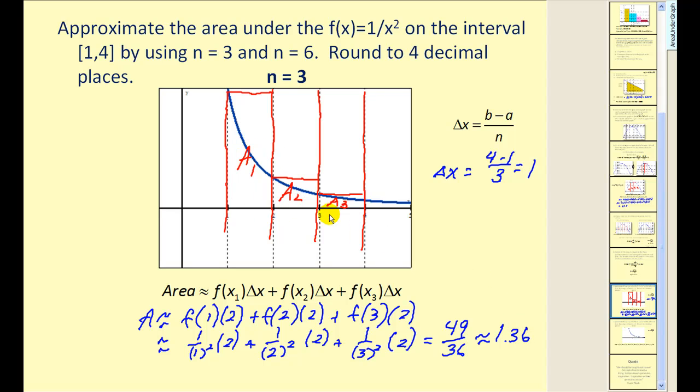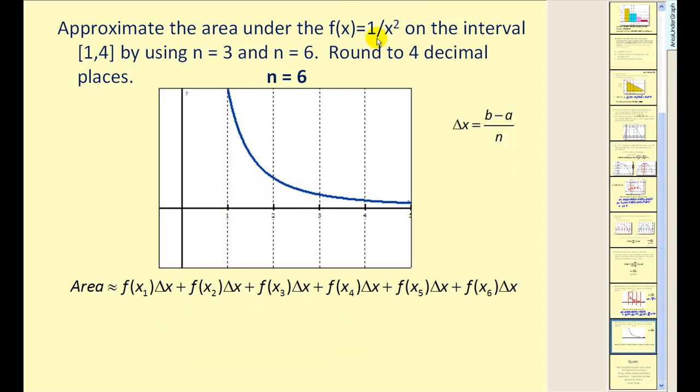That would be the approximate area under this function if we use 3 rectangles and use the left side of the interval. For the last example, we want to do the same thing, but now we want to have 6 rectangles, so n is equal to 6. So our delta x will equal 4 minus 1 divided by 6, which is 0.5. So we need to divide the interval from 1 to 4 into 6 equal intervals of width 0.5. And that would look like this.